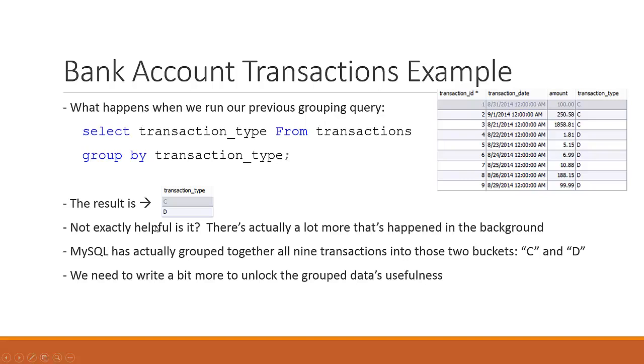So there's actually a lot more going on behind the scenes that we're not seeing here. So what you're not seeing is that SQL, or rather MySQL, has actually grouped together all 9 of these transactions, transaction ID 1 through 9. It's grouped them together into 2 buckets, bucket C and bucket D.